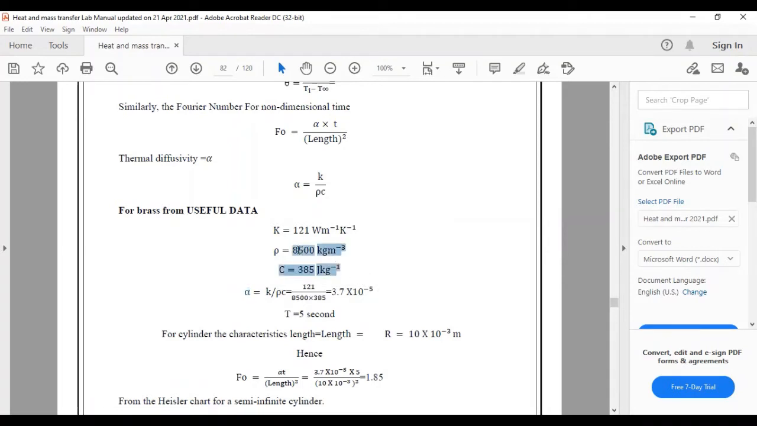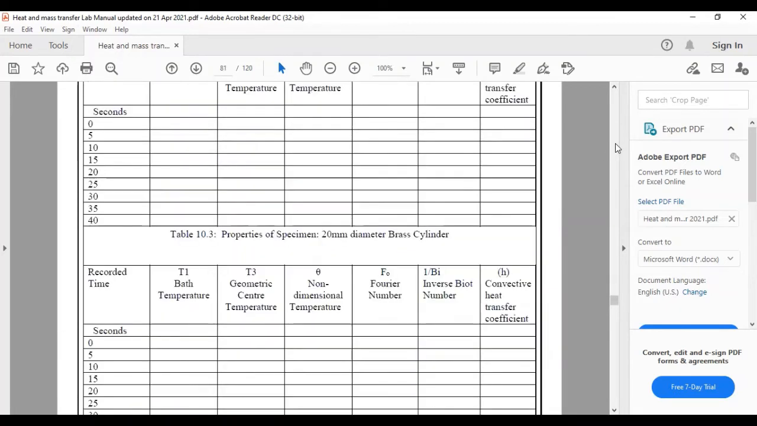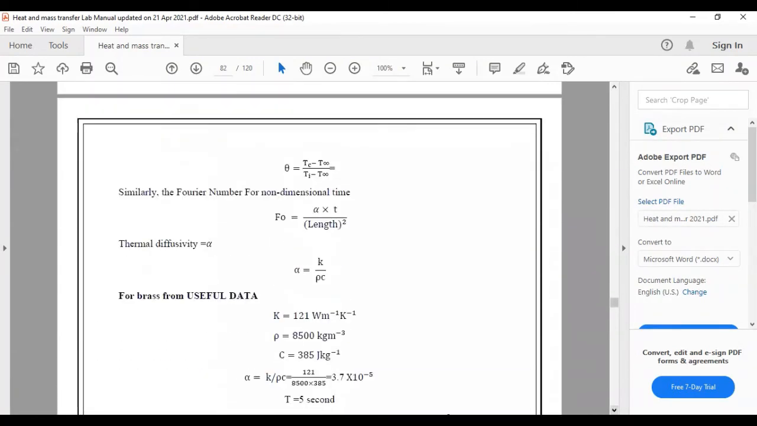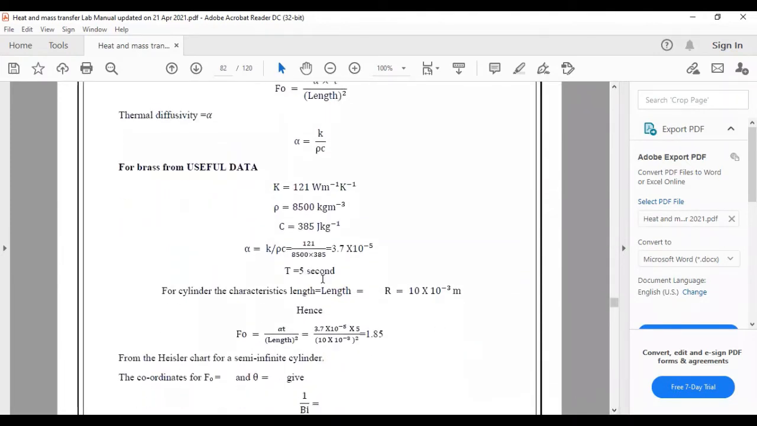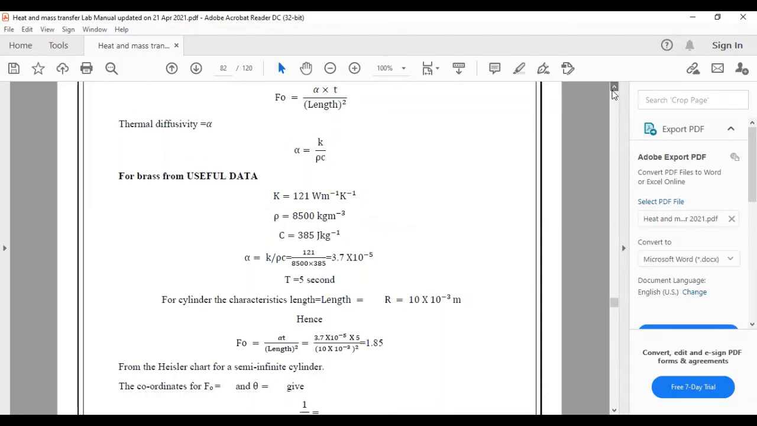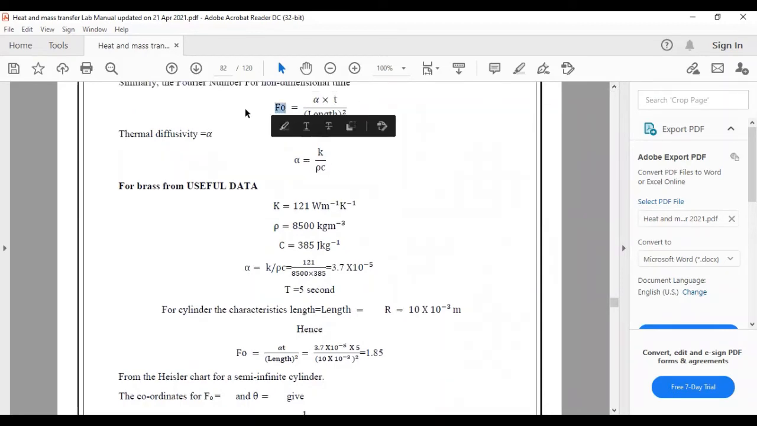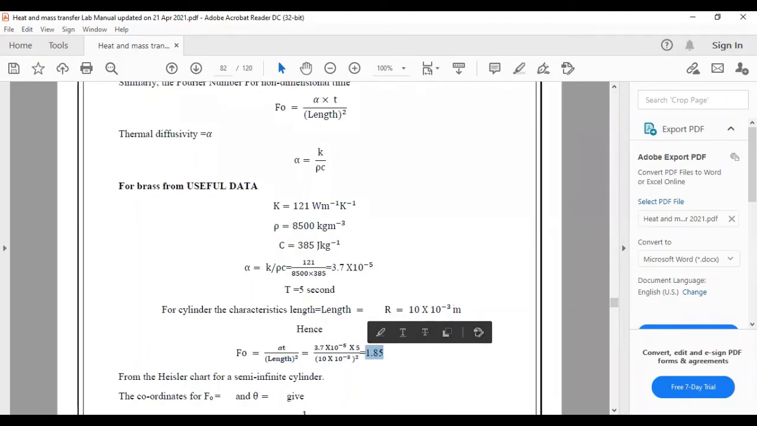This is one of the sample calculations we have made here. We will make calculations against the different time values, 0 seconds, 5, 10, and so on, whatever values we have taken here. So this is just a sample calculation for time equal to 5 seconds. Then we can calculate F naught, the Fourier number, using alpha, which we have computed here. t is 5 seconds, and the length is the characteristic length of the geometric center for the cylinder, given as 10 times 10 to the power minus 3. So we take the values and get a Fourier number of 1.85.